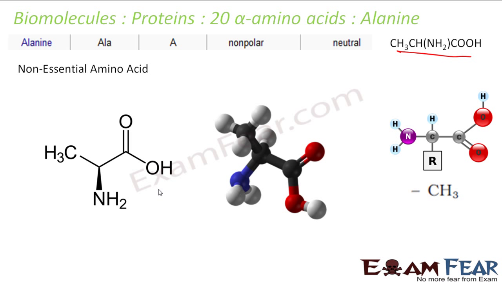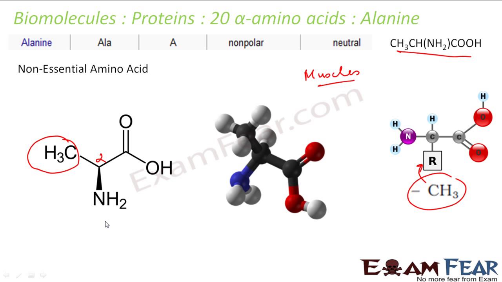This is the structure of alanine. If you compare these two structures, you'll see that this is my alpha carbon and this is my R. R is nothing but CH3 here. Correct? And it is found in muscles. The source is meat, seafood, milk, egg, fish, etc. For a vegetarian diet, beans, nuts, yeast, brown rice, corn, etc. This is linked to diabetes and BP. If you have more of this, you may get diabetes and BP.